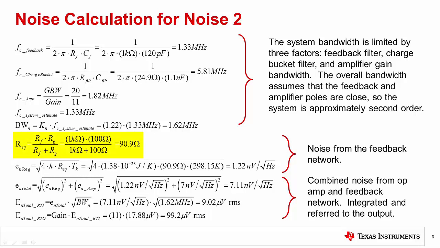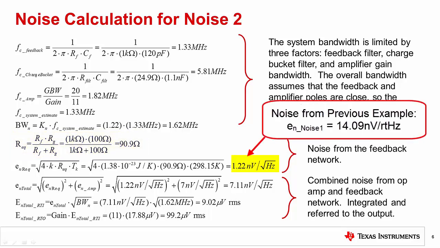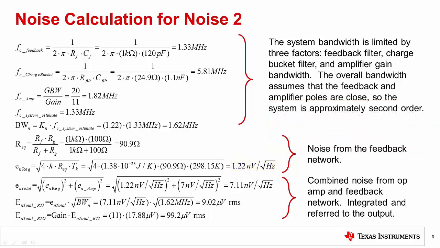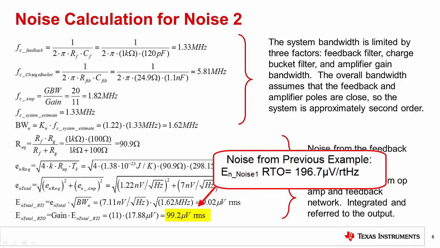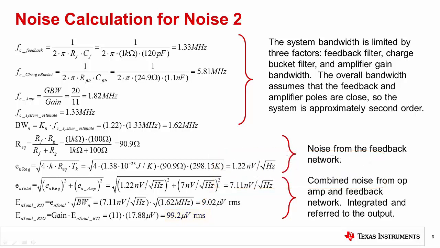In this example, RF is 1k and R1 is 100 ohms, so the equivalent parallel combination is 90.9 ohms. The thermal noise for this is 1.22 nV/√Hz, whereas the noise in the last example was 14.09 nV/√Hz. This has a significant impact on the overall noise. The total noise for this example is 99.2 microvolts RMS, whereas the noise for the last example was 196.7 microvolts RMS. Thus, the feedback impedance can have a significant impact on the system noise.